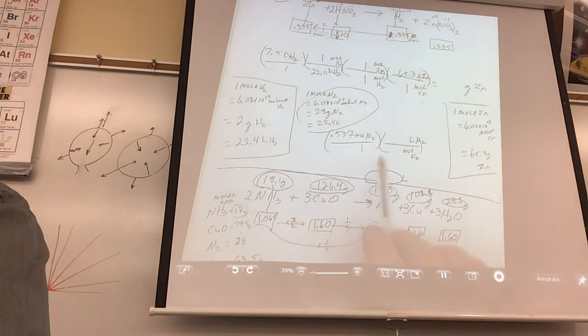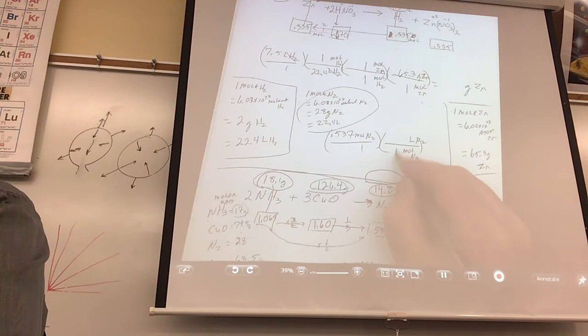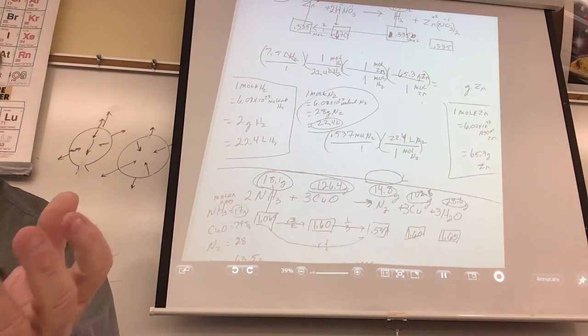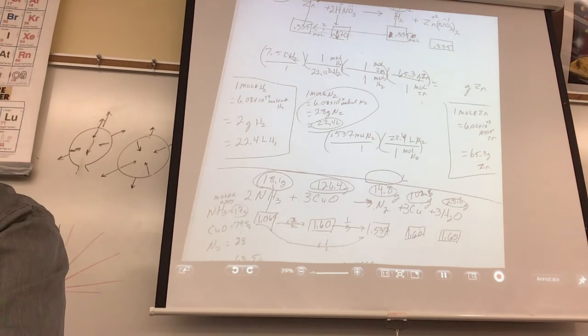And what do you want to do? I want to change moles of N2. 1 mole of N2 is the same as what? So what's the shortcut? The shortcut is moles times 22.4 gives you liters, doesn't it? Isn't that right? But if you forgot the shortcut, I can go back and do it this way, can't I?